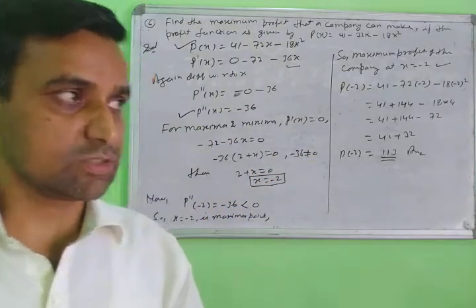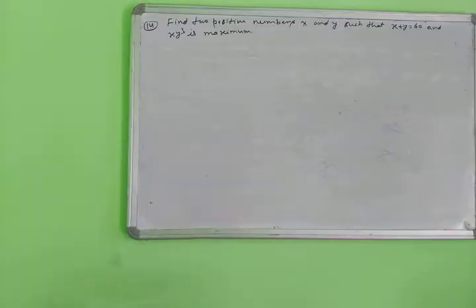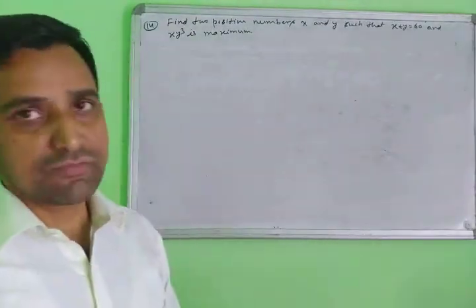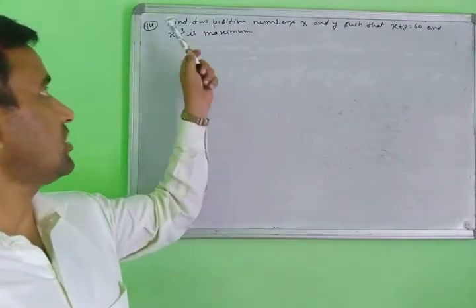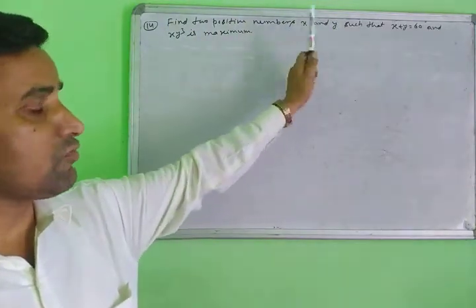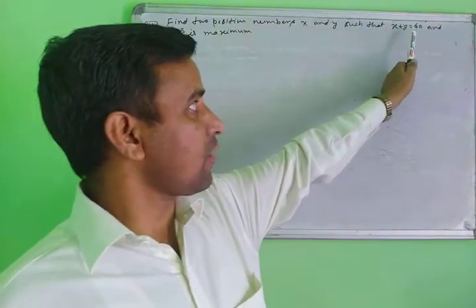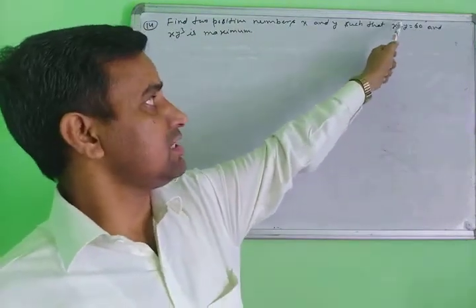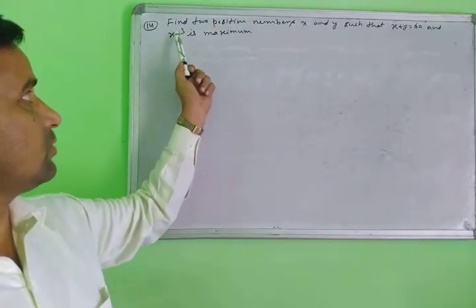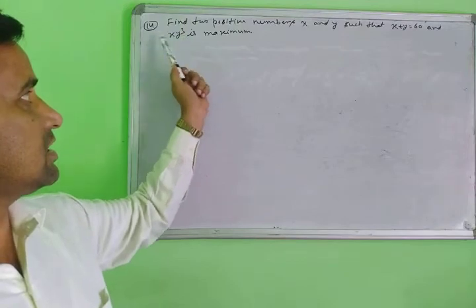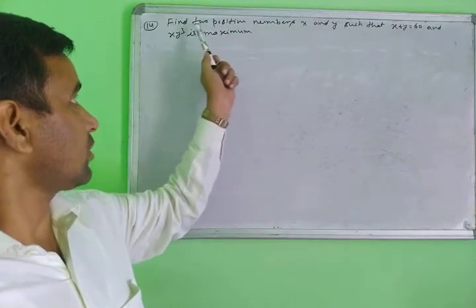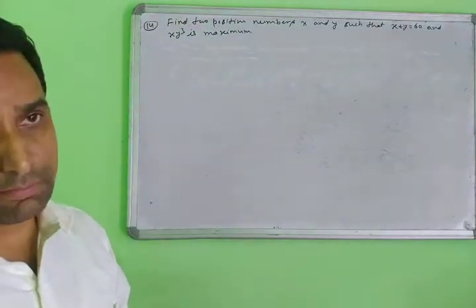Just note down the next question. Yes students, next I am taking a different type of question. Question number 14: find two positive numbers x and y such that x plus y equals 60, the sum of two positive numbers is 60, and if you multiply x y cube, then the product has its maximum value.